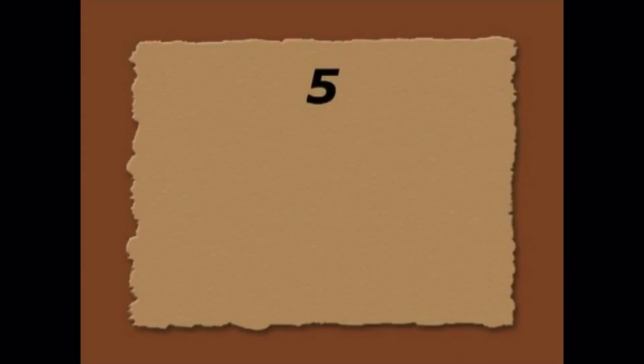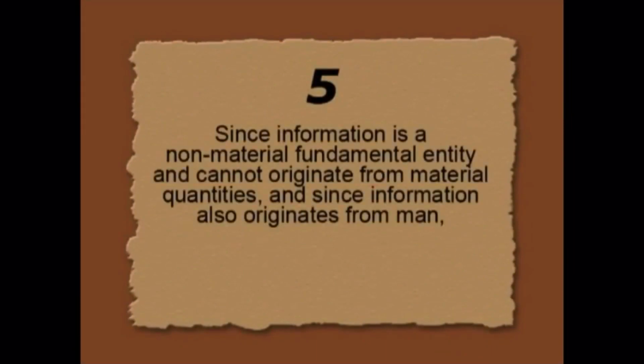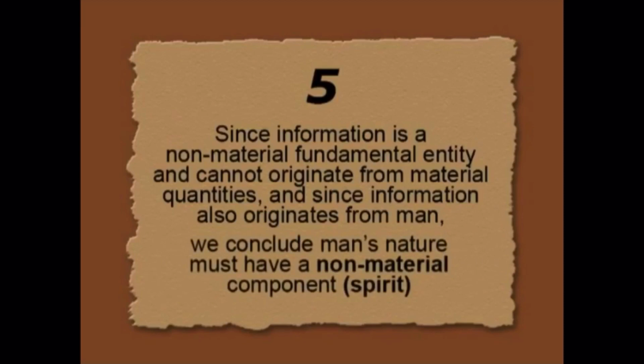Let me come to the 5th conclusion. Since information is a non-material fundamental entity and cannot originate from material quantities, and since information also originates from man, we conclude man's nature must have a non-material component. Materialism is saying man is only matter. We can see the laws of nature about information say it is a wrong idea.